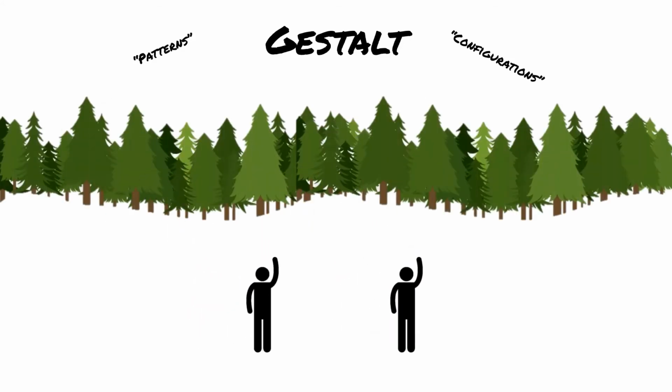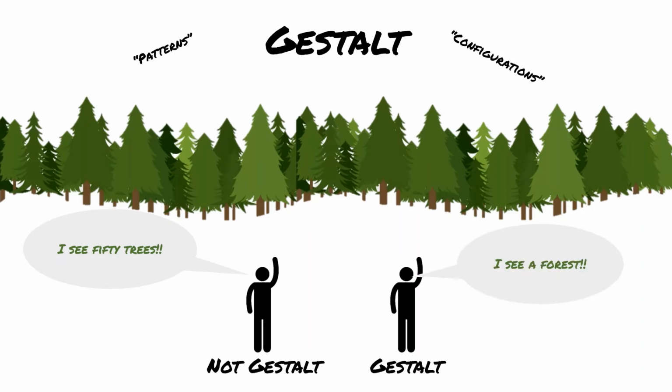Imagine two people walk into a field of trees. A person operating without Gestalt perception would simply say they see a lot of individual trees, while a regular person with Gestalt perception would claim that they see the forest. In other words, the non-Gestalt person is seeing the parts, while the Gestalt person is seeing the whole scene.